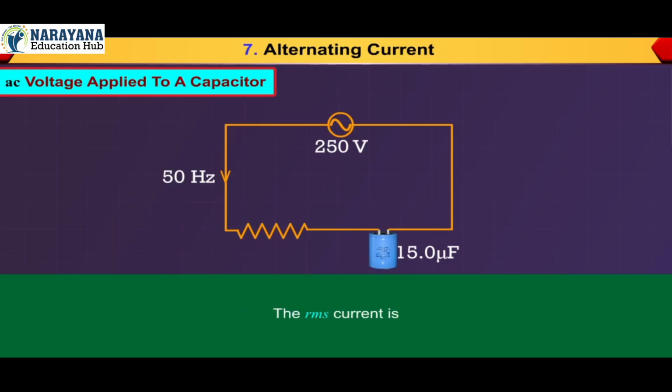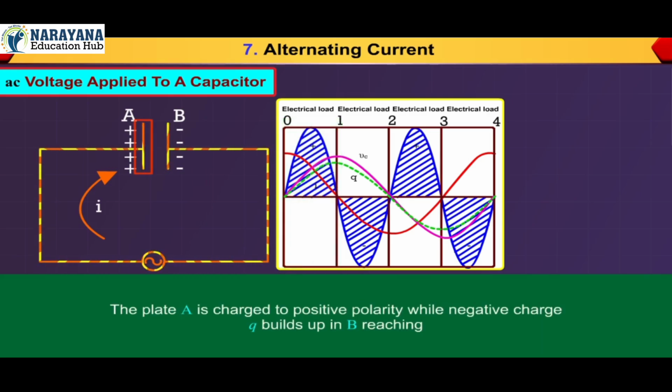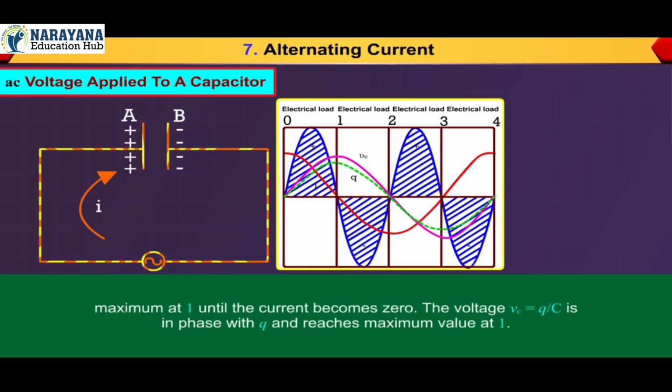The root mean square current is 0 to 1. The current I flows as shown and from the maximum at 0 reaches a 0 value at 1. The plate A is charged to positive polarity while negative charge Q builds up in B reaching a maximum at 1 unit. The current becomes 0.